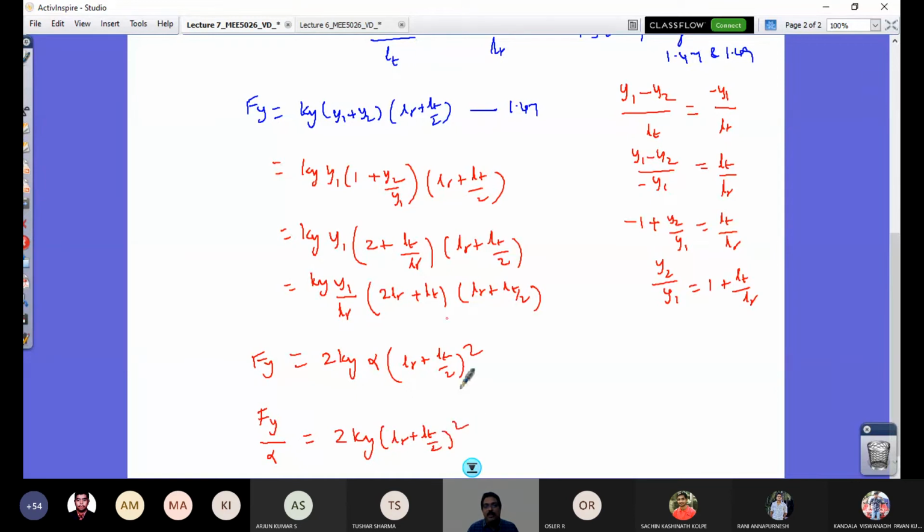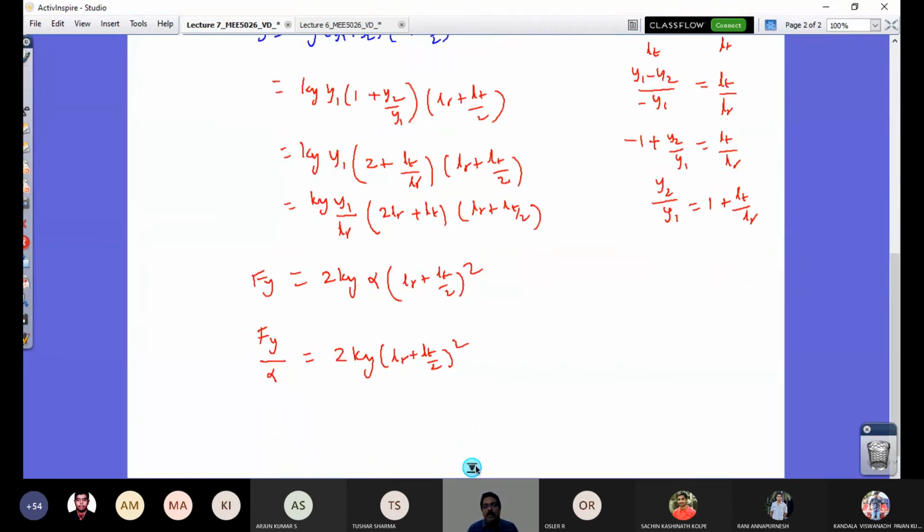So this is going to be 2 Ky into LR plus LT by 2 square. See, in this expression now, y1, y2 disappear. I just have substituted. So this is the important equation, very interesting, equation number 1.51, where I have lateral force per slip angle. So for any given slip angle, I know what is my lateral force.